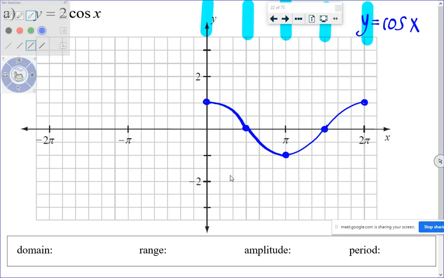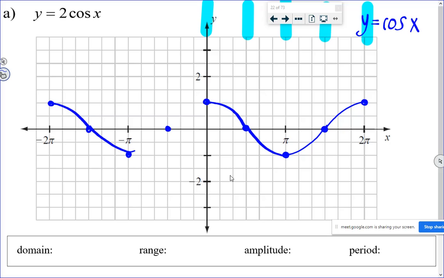And if we wanted to, we could extend it in the opposite direction. Every time I move a quarter of the way, it goes from 1 to 0 to -1 to 0 to +1. So this is what the other piece would look like on the other side. And if you wanted to be very fancy, you would put arrows on the end because that's what it does.